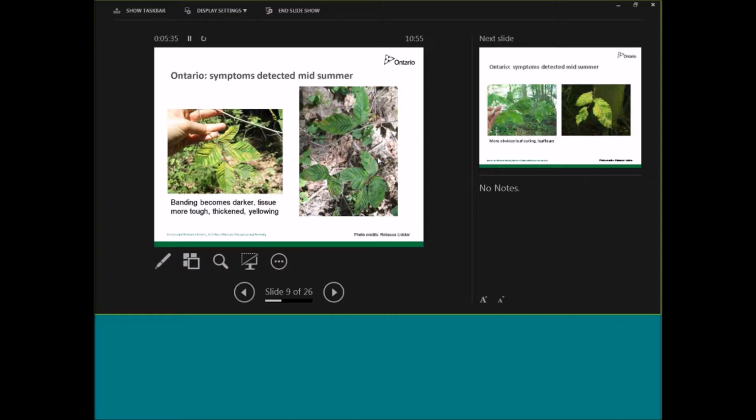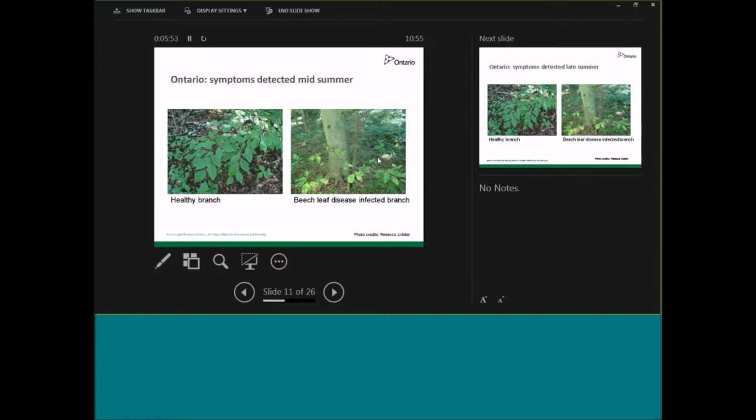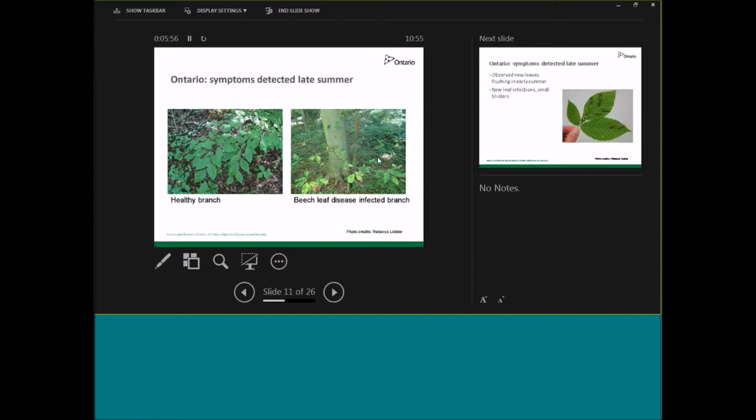Then by midsummer, you start to see that yellowing color. You can tell that the tissue is starting to get toughened, thickened, and a little bit of wrinkling. Here's some of the curling that we've been talking about, the distortion of the leaves. And you can note that the unhealthy tree is missing leaves as well as has infestation.